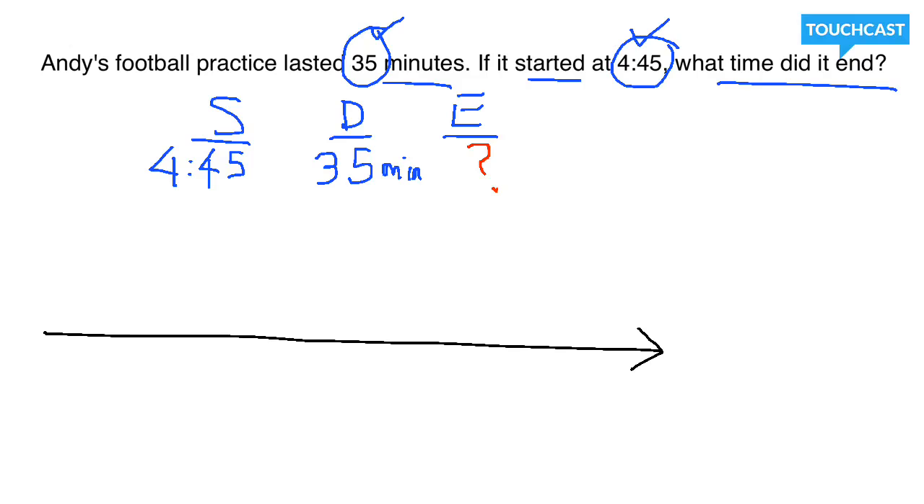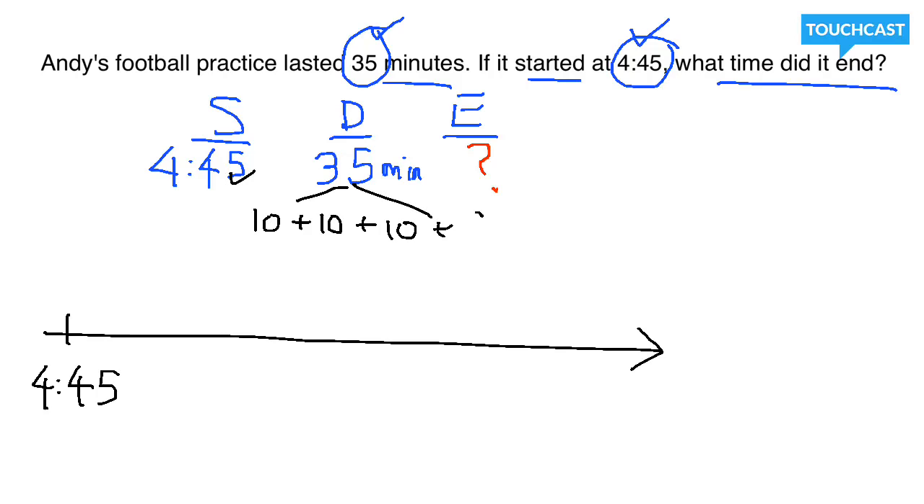We know that the time starts at 4:45, and we have to add 35 minutes. But I'm not going to add 35 just as a big clump. That would be too difficult. So I'm going to add it in 10-minute increments. So let's break up 35. I can break up 35 into 10 plus 10 plus 10 plus 5. 10, 20, 30, 35. Okay, it all adds up to 35.